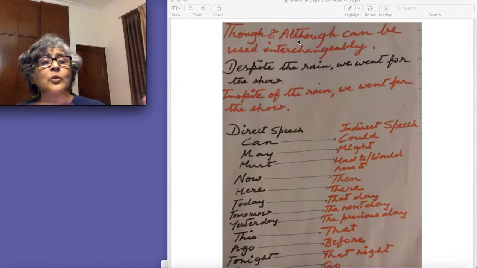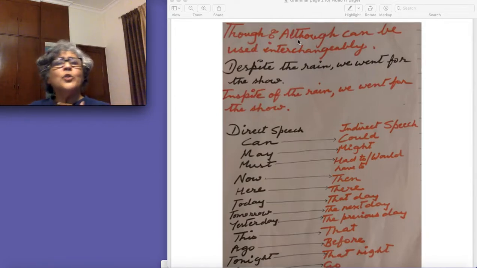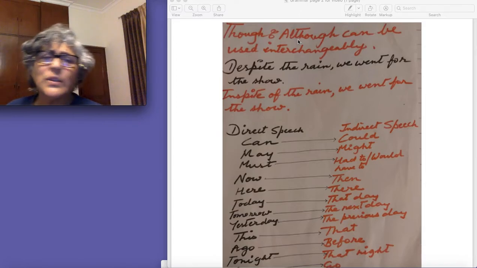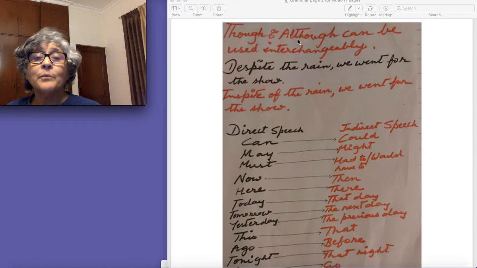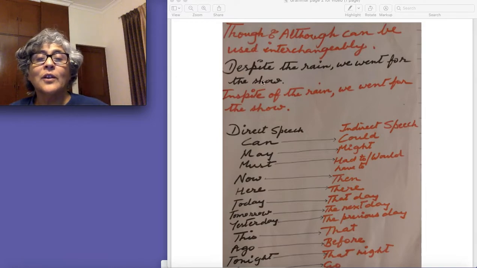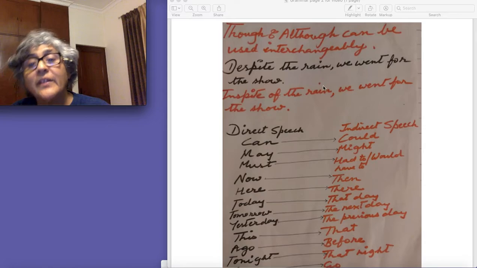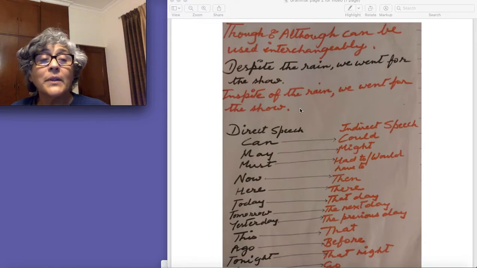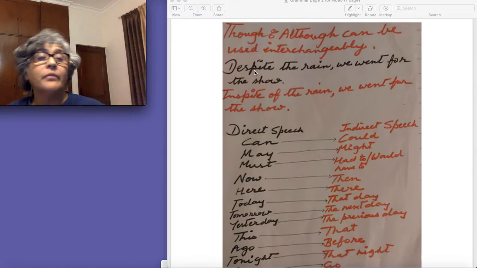Now there are some other rules which you need to know. Though and although can be used interchangeably. Many a time, when do we use though, when do we use although? It can be used interchangeably. It is not a mistake, right? Despite and in spite. You never use a preposition after despite. Despite of the rain. No, wrong. Despite the rain. Despite means in spite of. So it includes of in its word. So despite the rain, comma, we went for the show. In spite of the rain, comma, we went for the show. So remember that. Despite, you do not use of, because despite means in spite of.